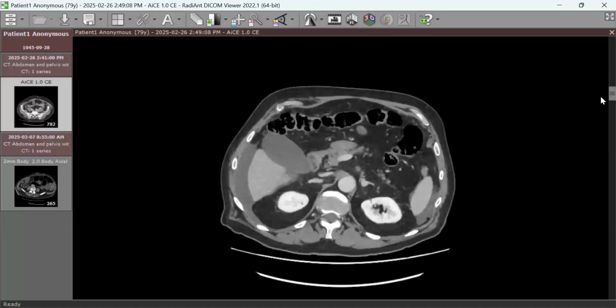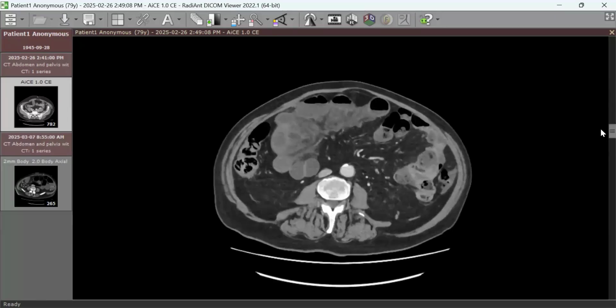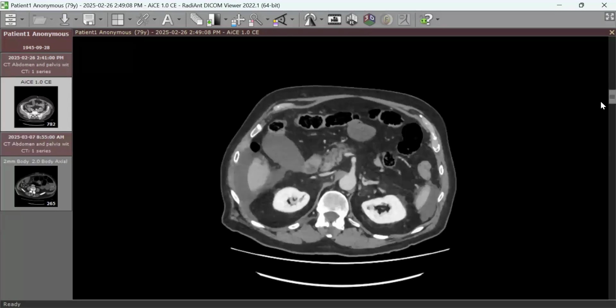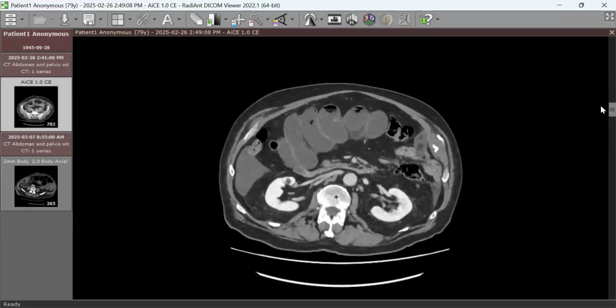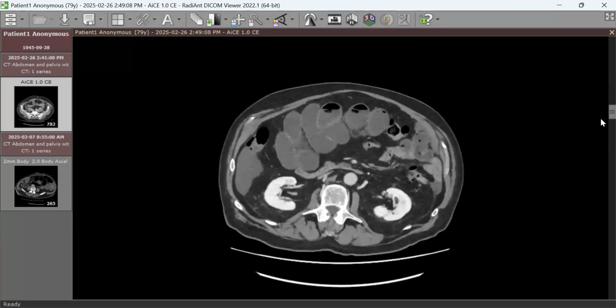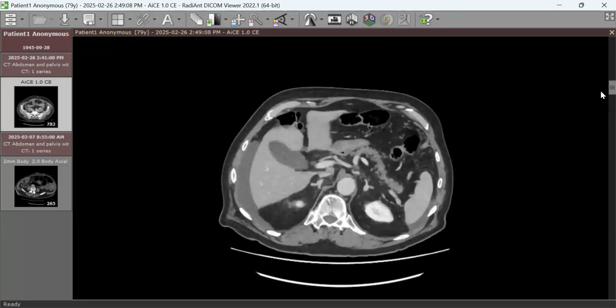Okay, Ustad, I'm presented with an abdominal CT, axial abdominal CT with IV contrast. Which phase? Arterial phase. Portovenous or arterial? Portovenous. No, yeah, okay, good.